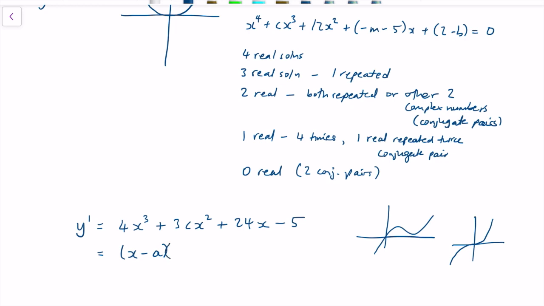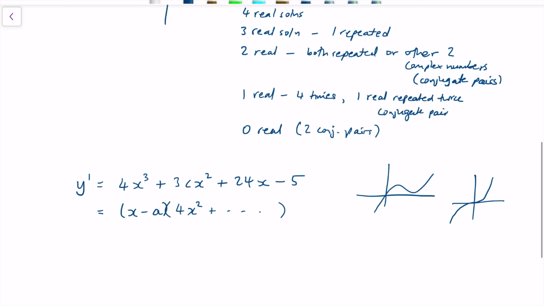So we could factorize this and then look at the discriminant on the remaining thing. And I tried that, but it was really, really messy. So we're going to consider the points of inflection instead. So differentiate again.